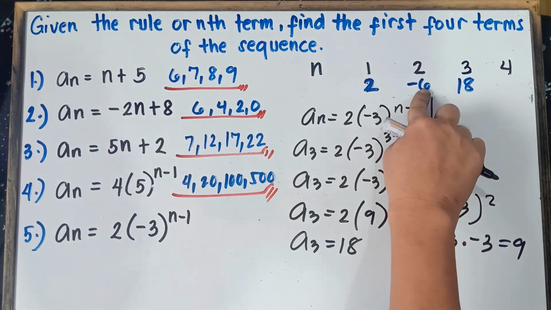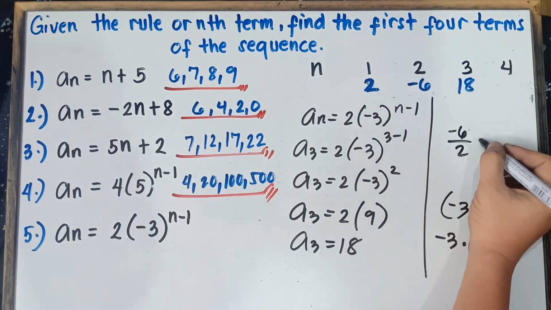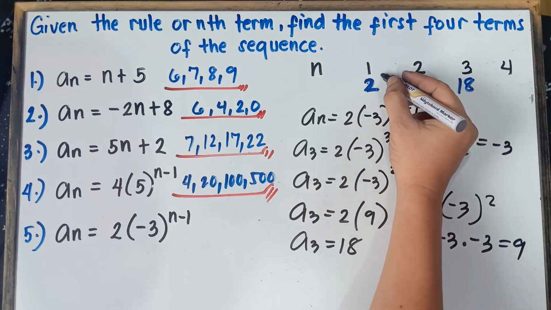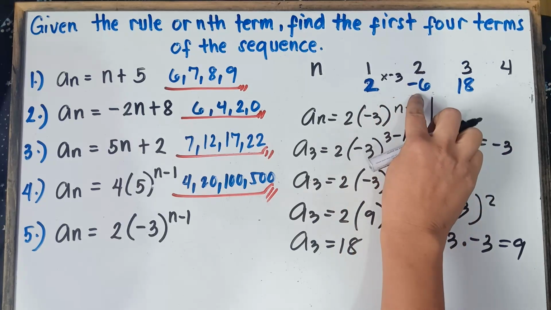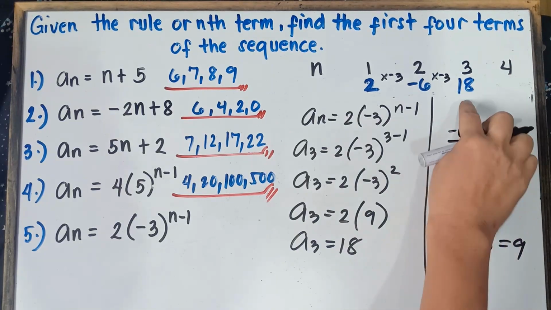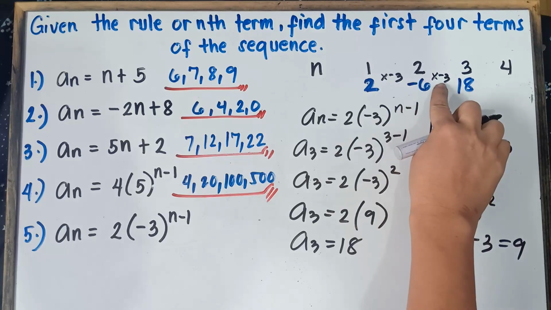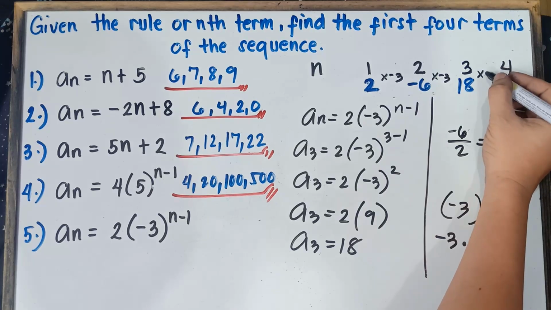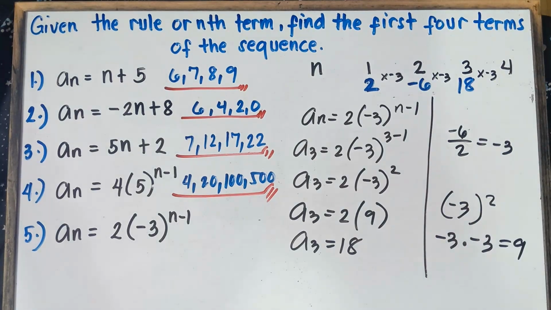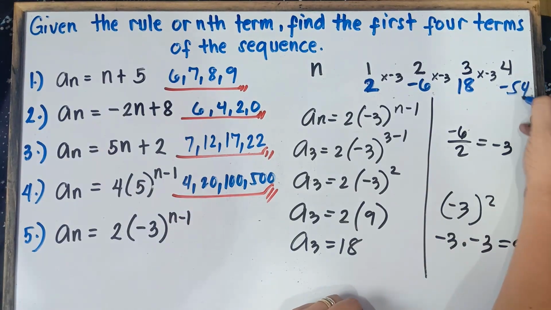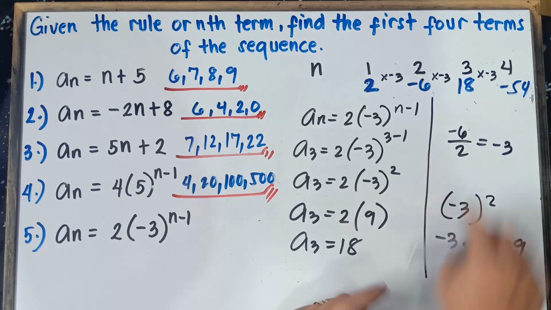Therefore, class, the common ratio would be negative 3, right? Negative 6 divided by 2 is negative 3. And let's do it in reverse. Let's multiply 2 times negative 3, that would be negative 6. Negative 6 times negative 3 would be positive 18. Negative times negative is positive. Then positive 18 times negative 3. So therefore, class, our fourth term should be negative 54. Negative 3 times 18 would be negative 54.